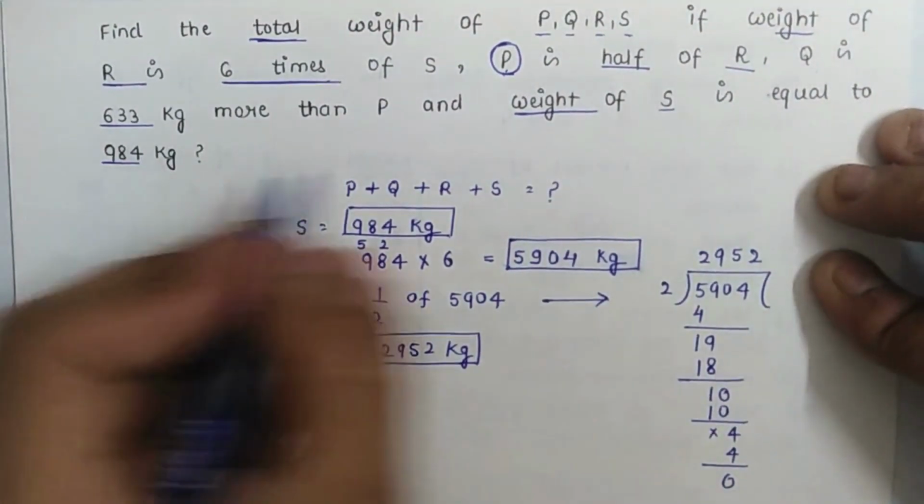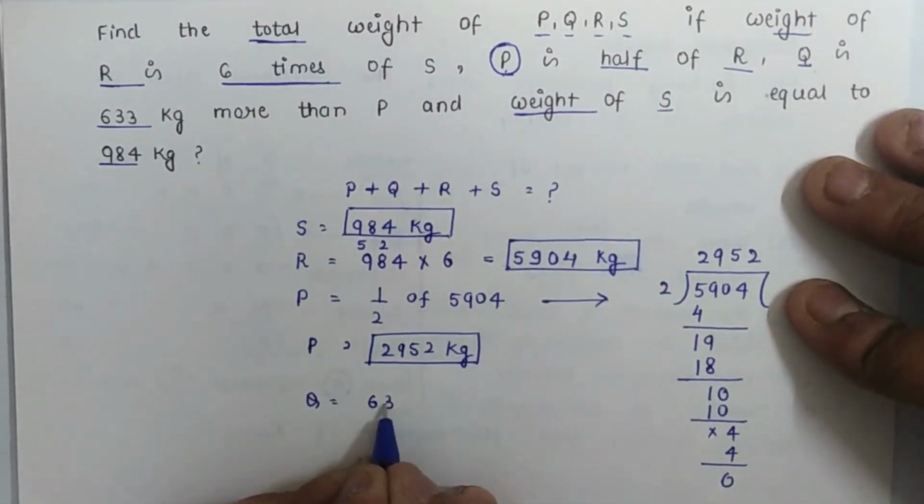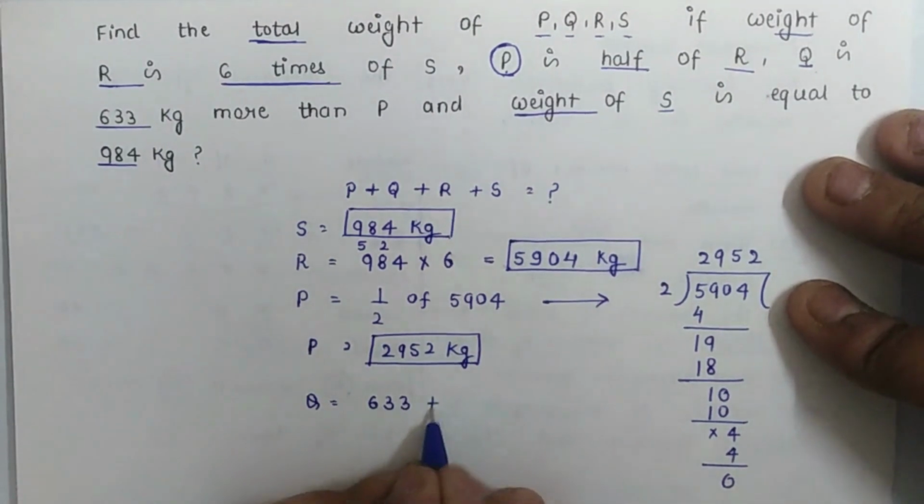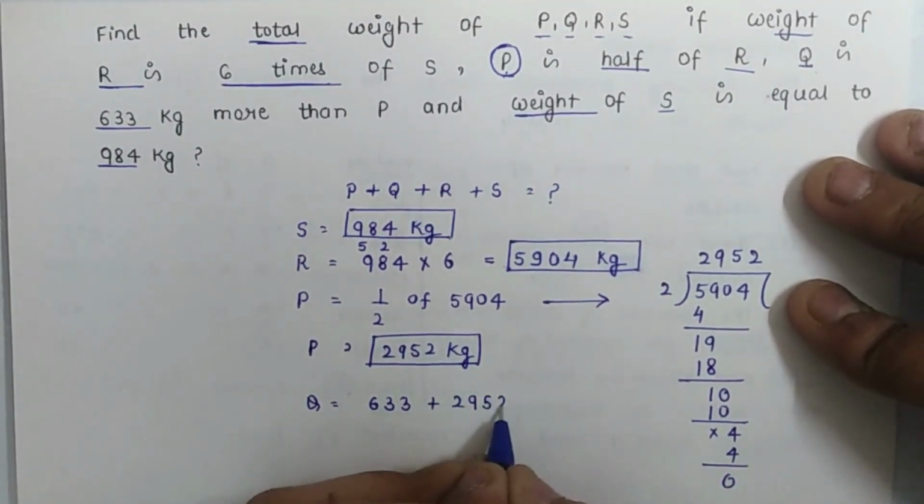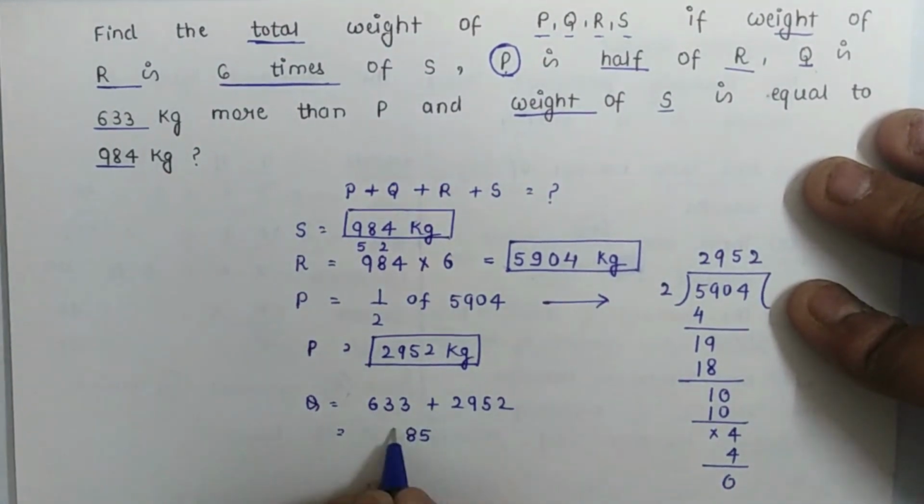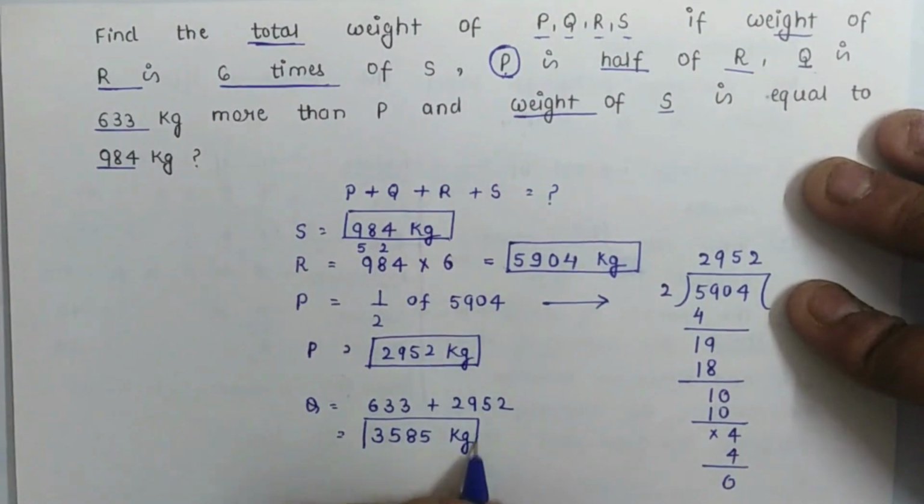Now comes the weight of Q. The weight of Q is 633 more than P. So we can add 633 to 2952. Let's add this. 3 plus 2, 5. 5 plus 3, 8. 9 plus 6, 15. 3585 kilogram. That will be the weight of Q.